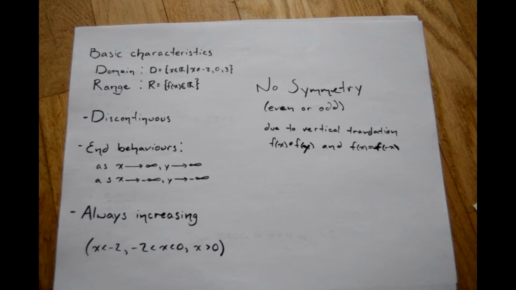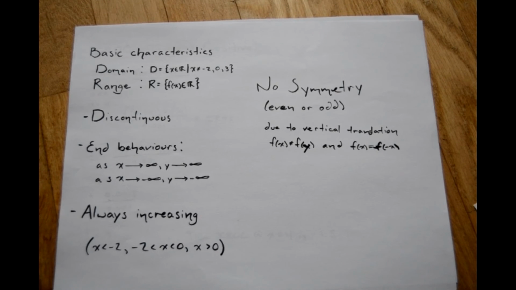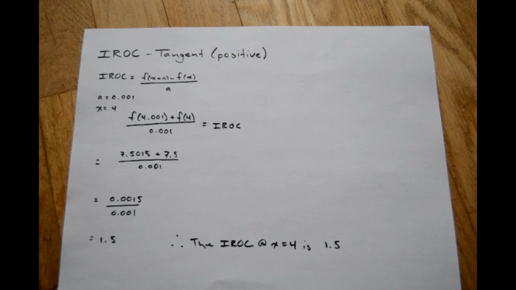There's no symmetry in this function, even or odd. So due to vertical translations, f of x is unequal to f of negative x, and f of x is unequal to negative f of negative x. Therefore, there is no symmetry to be found in this function. Let's move on to the next section, the instantaneous rate of change. Now, this is the last section of this little video, the last slide here.